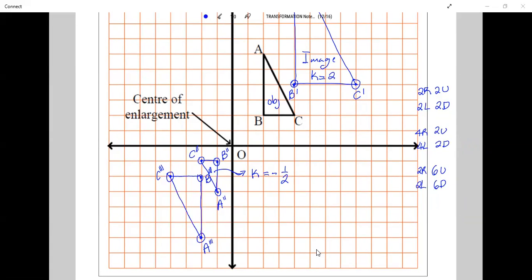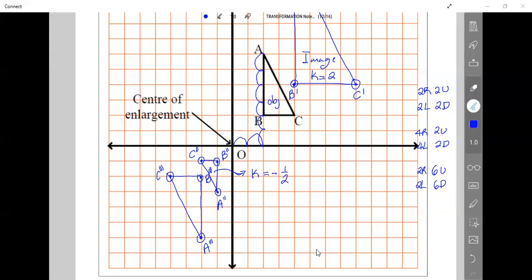All right. Sir, isn't it 4 down? To what? Why? Yes, A triple prime. Yes, 6 down. To get to A from the center, it's what? 2 right, and 1, 2, 3, 4, 5, 6 up. So you have to go 2 left and 6 down. 6 up. Oh, all right, sir. Thanks. All right.